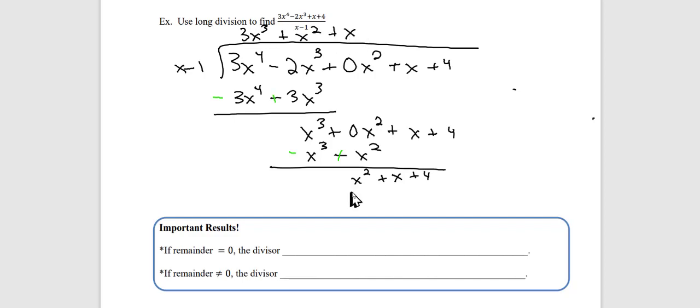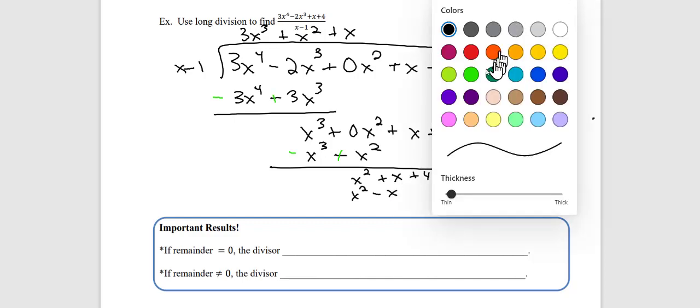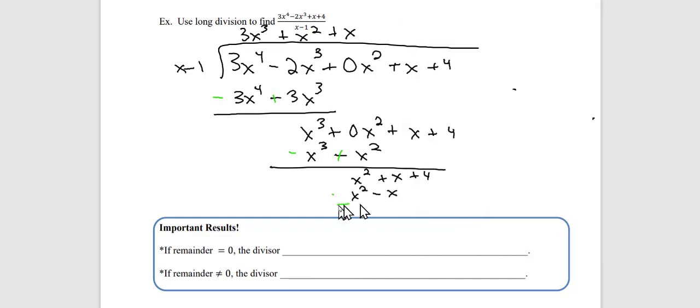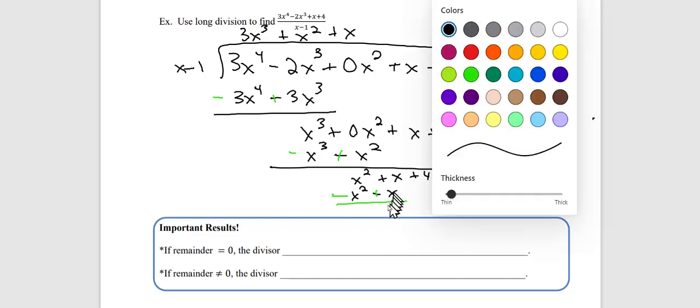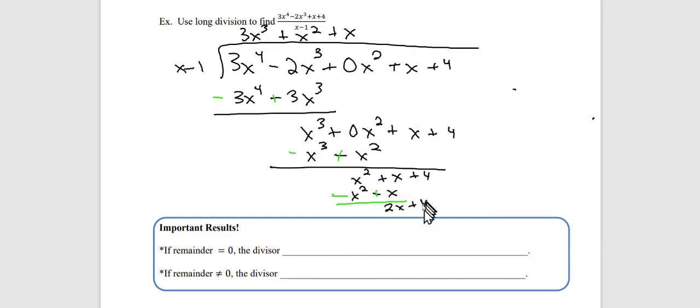Next, we're going to put an x here because that'll give me x squared minus x. Let's subtract that, which changes the signs. Gives us 2x plus 4. I'm going to put a plus 2. 2x minus 2. When I subtract that, I'm going to get positive 6. So I get a remainder of 6 there.